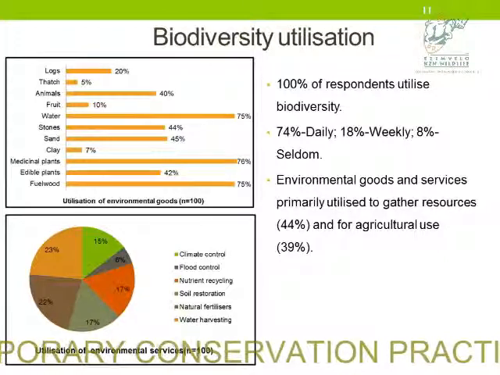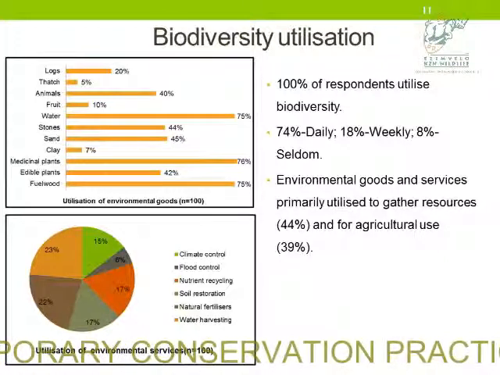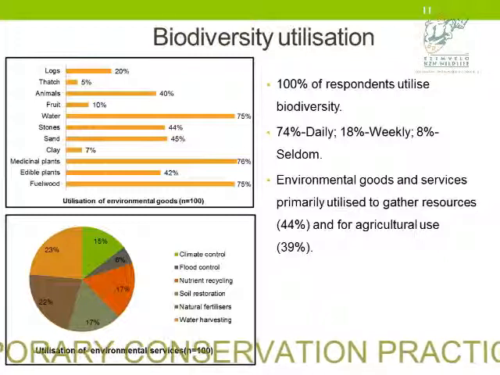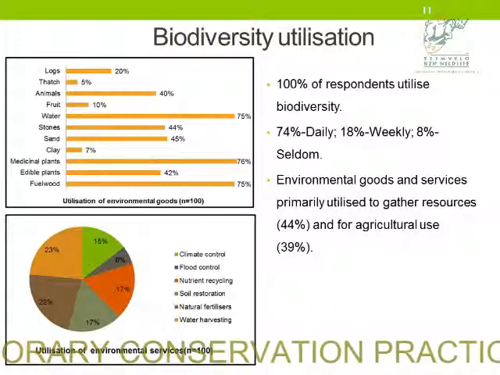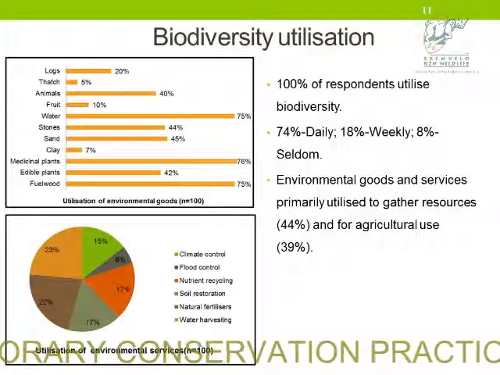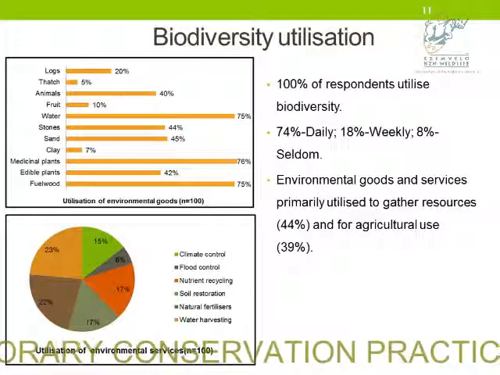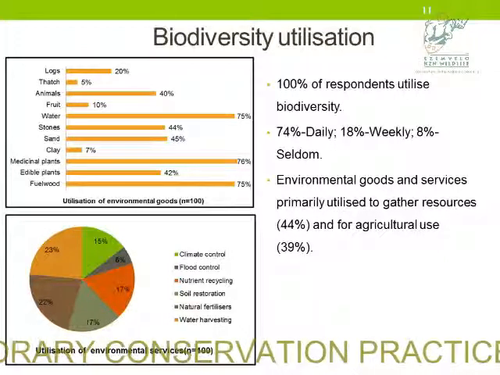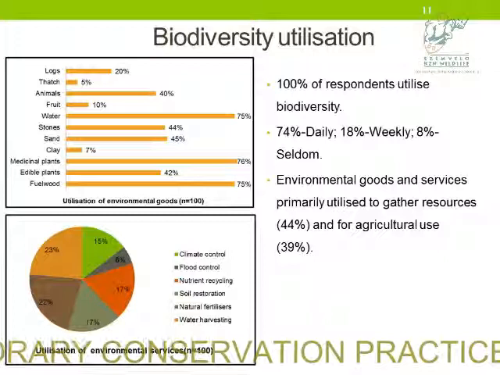In terms of utilization, 100% of respondents said they do utilize the surrounding biodiversity, with the frequency ranging from 74% using it daily, 18% weekly, and 8% saying they use it seldom. Collectively, the environmental goods and services were primarily used to gather resources and for agricultural purposes.